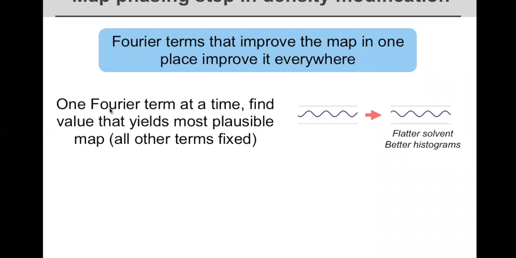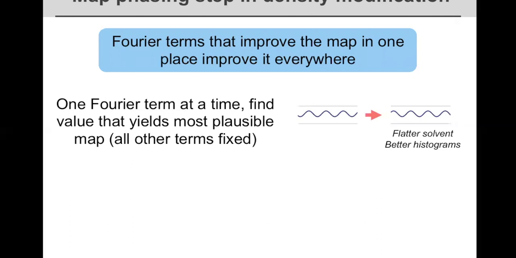We have a map. We're going to back calculate to get Fourier coefficients for the map. Then we're going to, one Fourier term at a time, take the Fourier term out. So we can calculate a map without that Fourier term, and it'll look a little worse. And then we'll ask, what version of that Fourier term can we add back in that makes the best looking map everywhere? And we're going to judge it by, for example, a flatter solvent, or better histograms, or anything else that we can feed in there.